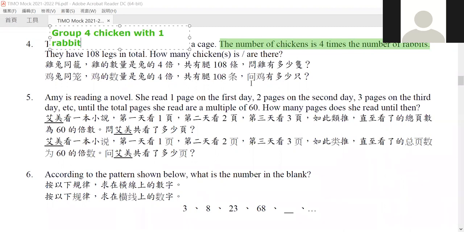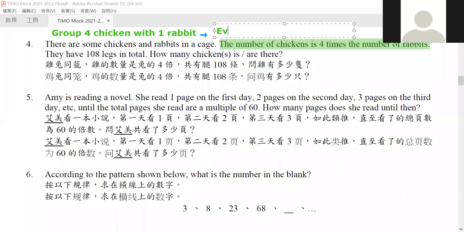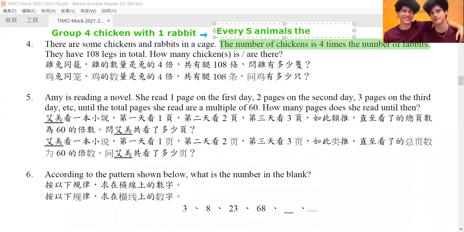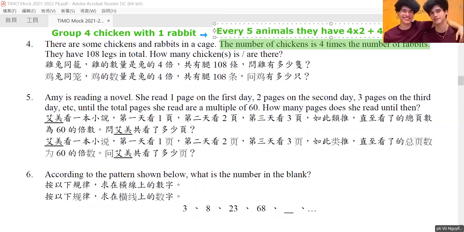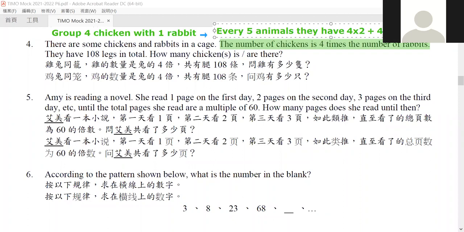Now we can group them together. So it means that for every 5 animals, how many legs are there? These 5 animals, 4 chickens and a rabbit, they will have 4 times 2, because there are 4 chickens, right? They will be equal to 4 times 2 plus the 4 from the rabbit. So it will be 4 times 2 plus 4, which is equal to 12 legs, okay? So every 5 animals will have 12 legs. But how many legs are there in here?